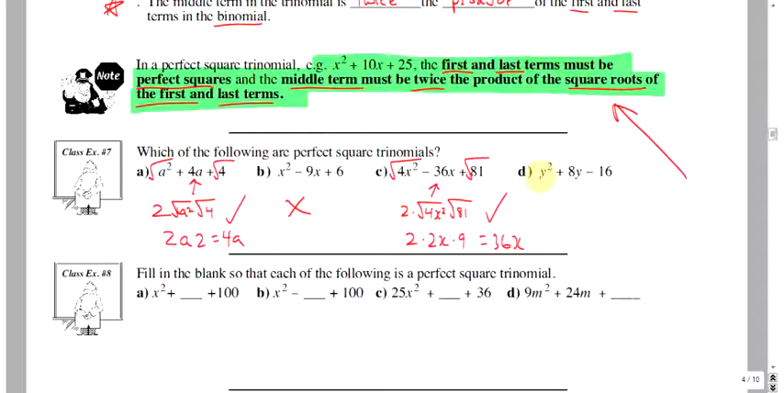Last one. Can I take the square root of y squared? Yeah. Can I take the square root of 16? Yeah. Is this guy 2 times the square root of y squared times the square root of 16? That's 2 times y times 4. Sure.